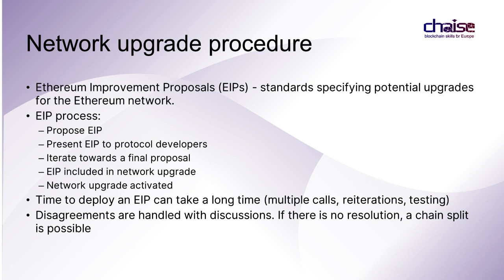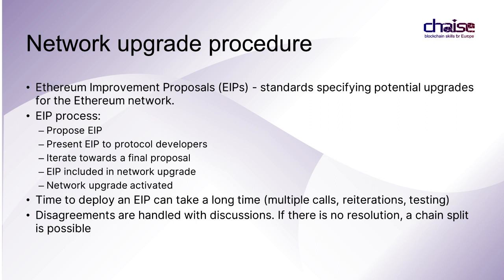Ethereum Improvement Proposals (EIPs) are standards specifying potential upgrades for Ethereum's network. Upgrades can be new features or processes created and proposed by anyone in the community. EIP process: after proposing an EIP, it must be presented to all core developer teams, posted on a forum and discussed on a call. If the proposal is accepted, technical changes might be requested. Once all changes have been made, the proposal must be presented again.